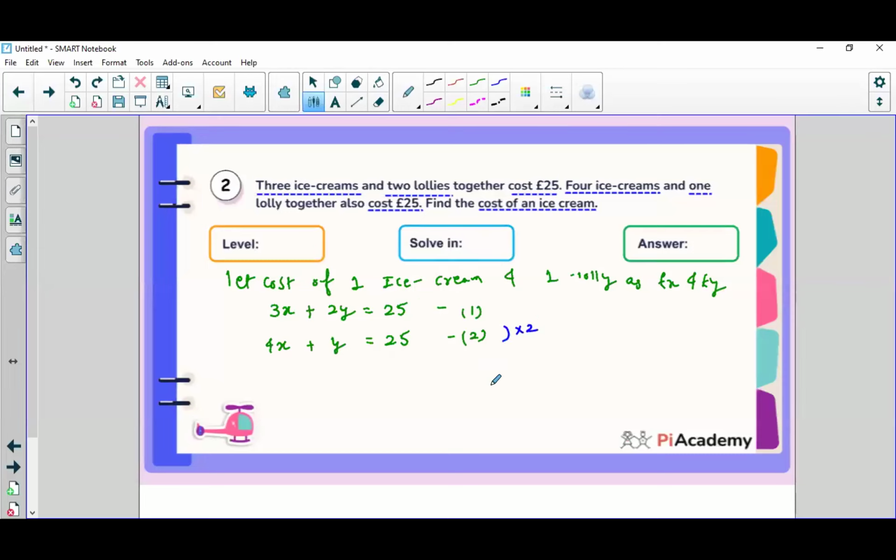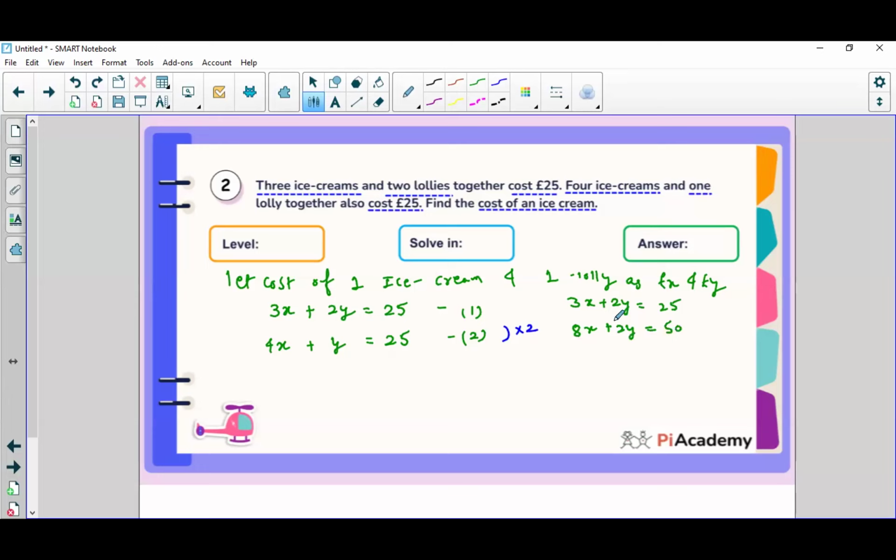Now, equation number 1 will remain as it is. I can write 3x plus 2y equals 25. And if you are multiplying the whole equation by 2, it will become 4 times 2, which is 8x, plus 2 times y, which is 2y, and 25 times 2, it's 50.